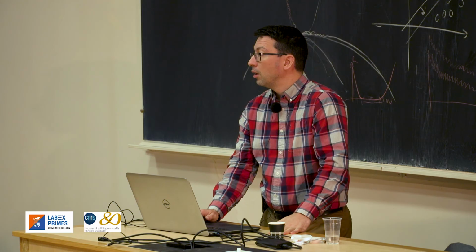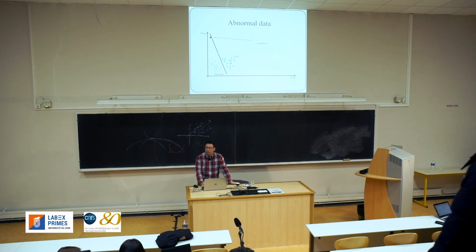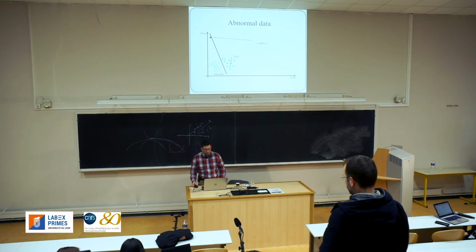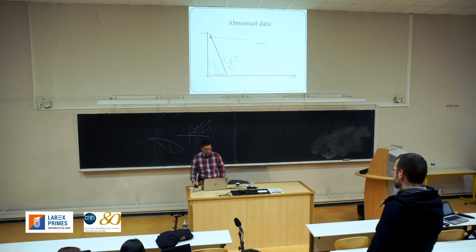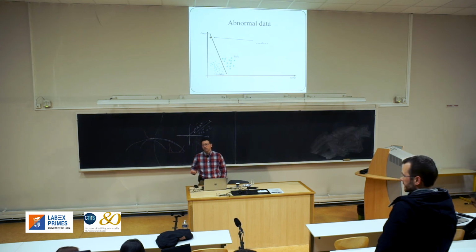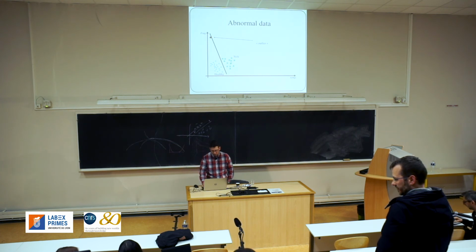What's the difference between the abnormal data and the rare cases, the previous examples? What is the difference between? Oh, no, the rare cases is like you have 1 million examples of healthy people and 3 examples of sick people. So you have so few examples that there's not much you can learn out of it.